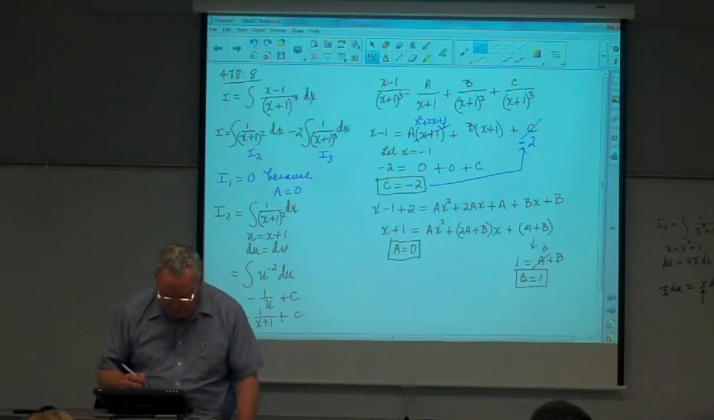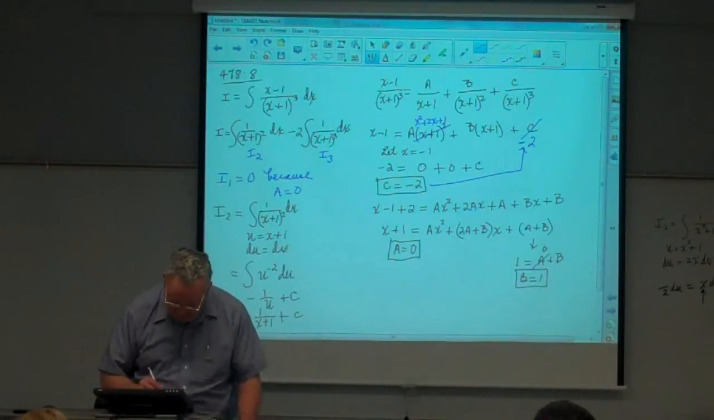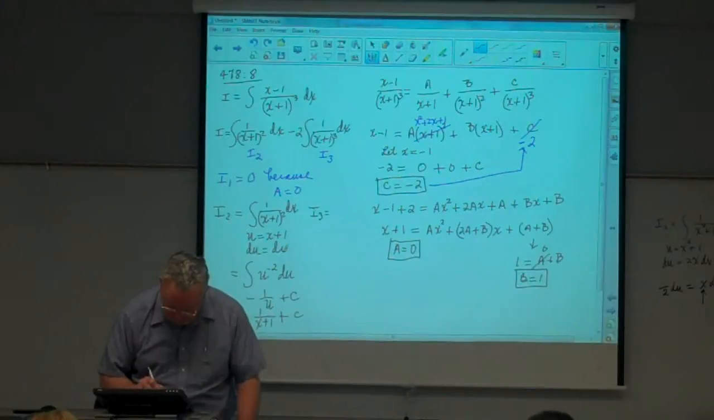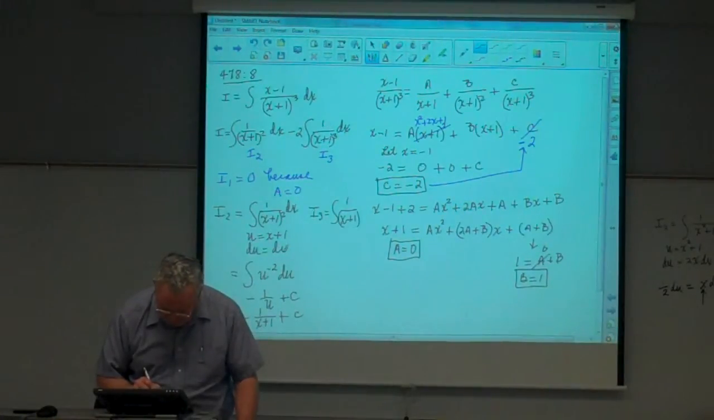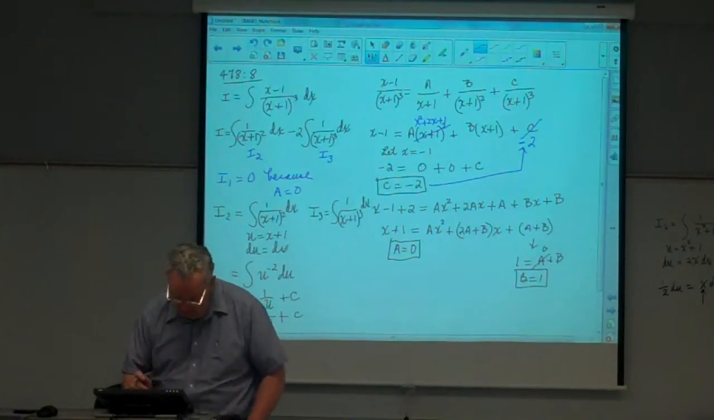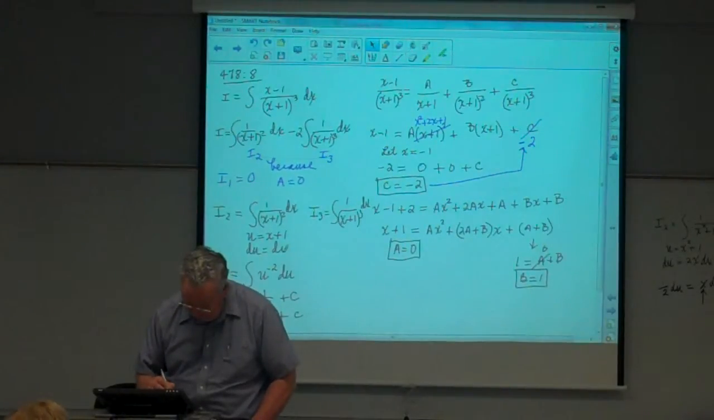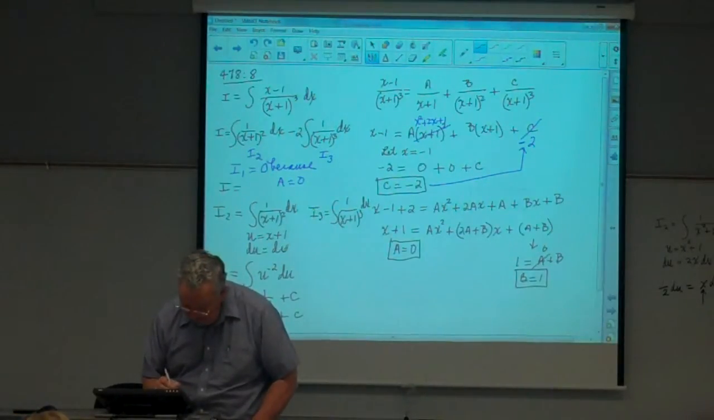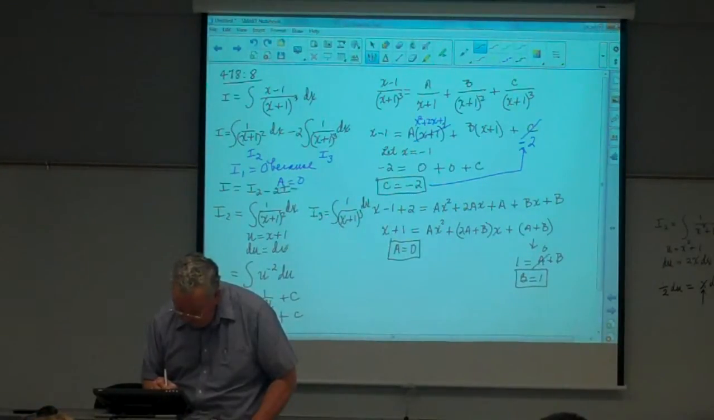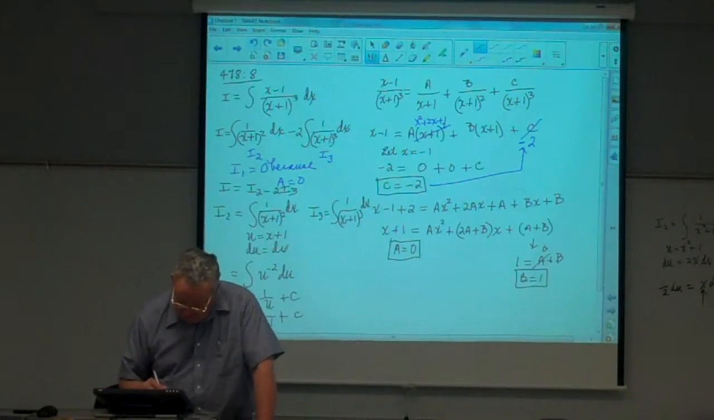And I3, I'm sorry, I3 is equal to the integral of 1 over x plus 1 cubed dx, and I is equal to I2 minus 2 I3. Okay, same thing.